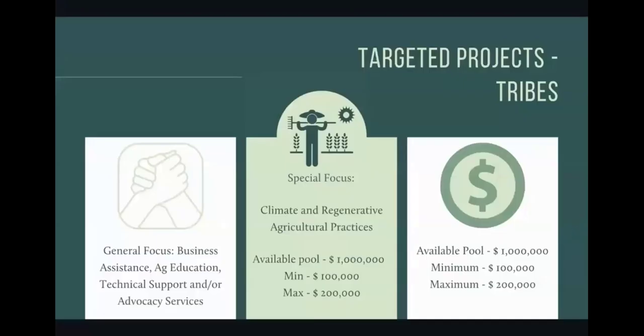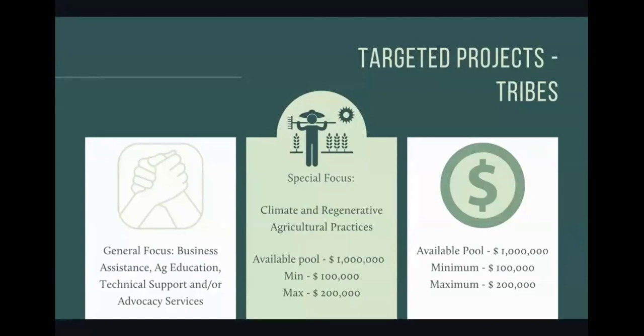All right, we have targeted projects and we're moving into our tribes and instrumentalities. The available pool we have here is $1 million. The minimum amount we ask that you put into your program is $100,000. The maximum you can request in your application is $200,000.